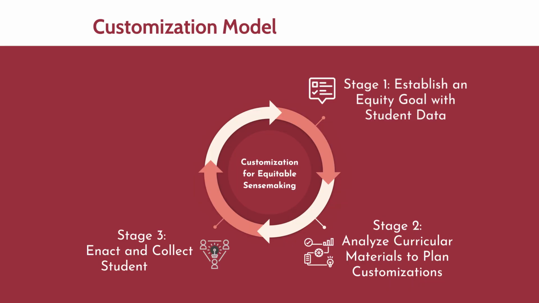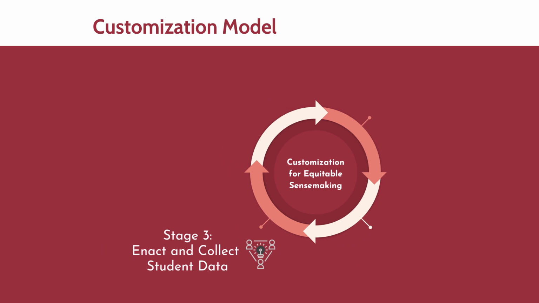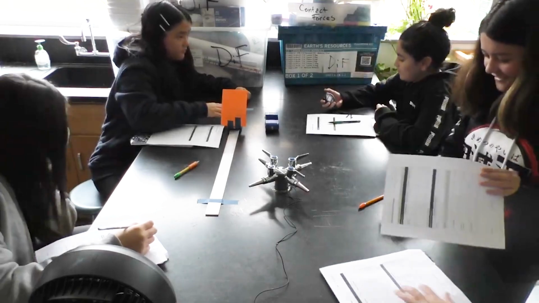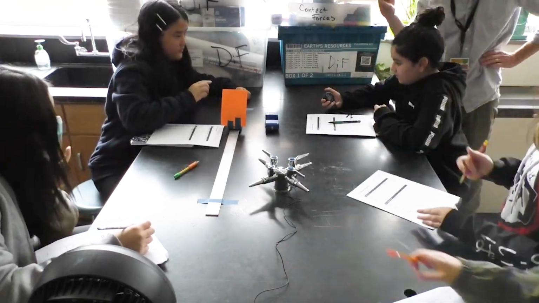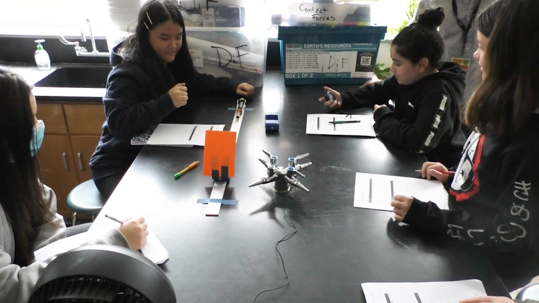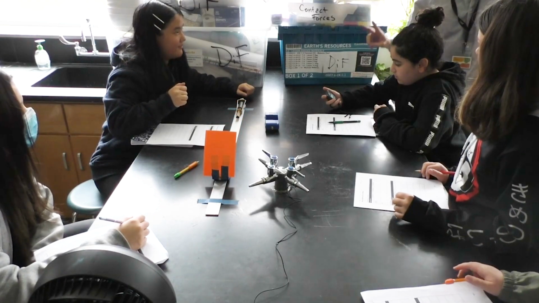Once you design your customization, you want to try it out with your students. You want to see how the changes actually unfold in your classroom. So this leads to stage 3, enact and collect student data. By trying it out and paying attention to what happens, you can better understand what works. Data, such as individual student writing, a group artifact, student self-reflection, exit ticket, or classroom video of a small group, can all inform your next steps.